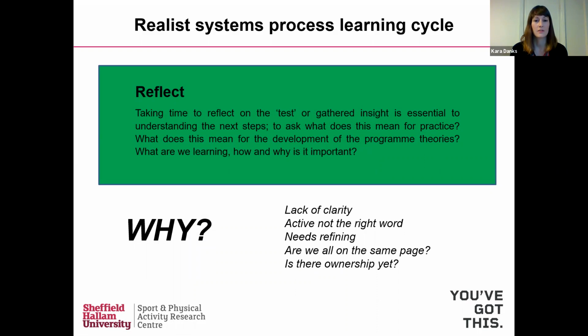So reflecting on this, the team had to think about why this might be, what's going on here. Some of the things I've written at the bottom of the slide came from the ambassadors. They felt there was a lack of clarity, "active" was not necessarily the right word, needs refining. And there were questions about whether we were all on the same page, and is there ownership yet? So there's a real sense of what we're there for and what we belong to. I should have said that the vision, Active Lives as a Way of Life, used to be "more people, more active, more often". So that's the vision the exchange are commenting on, not the one that we have now.